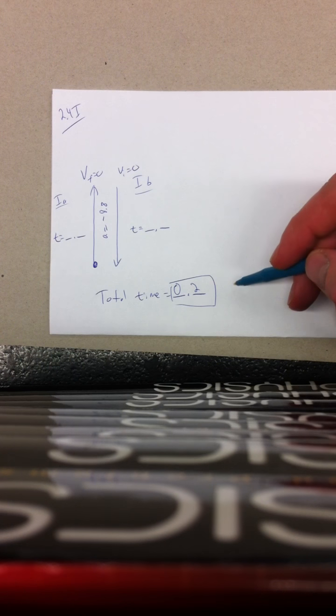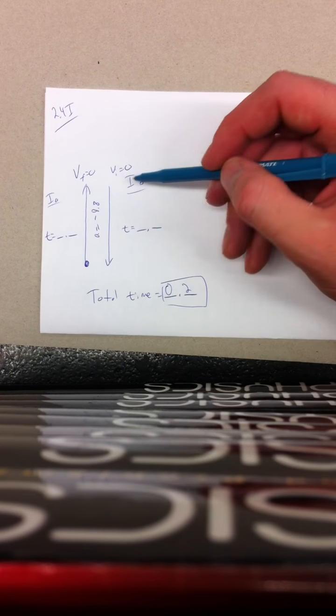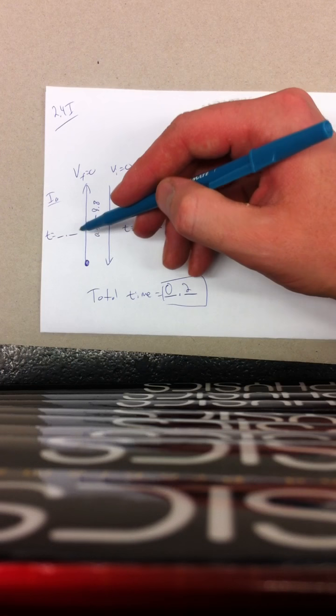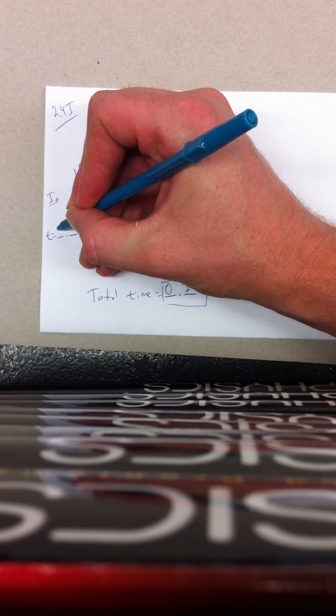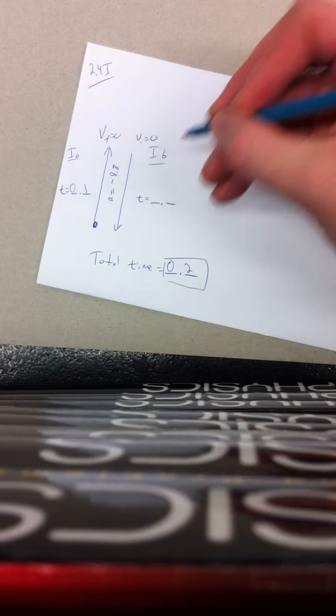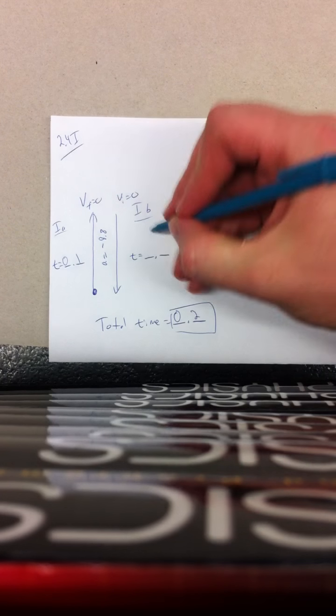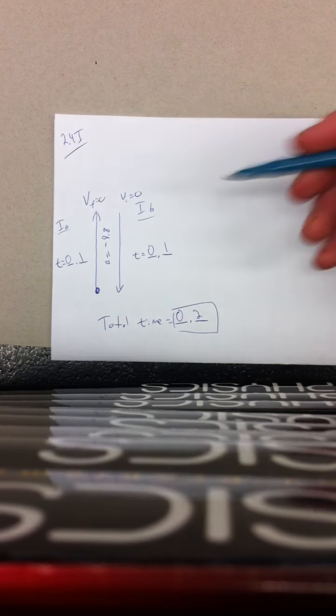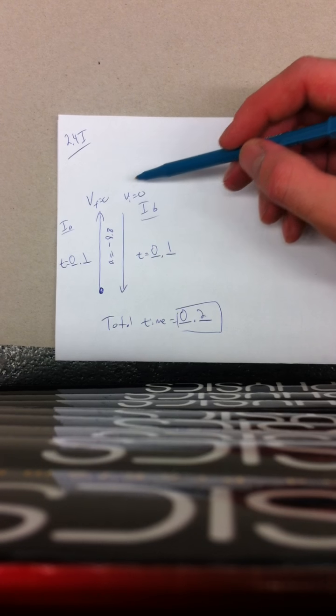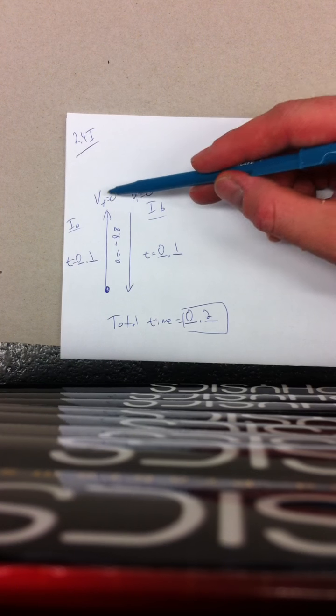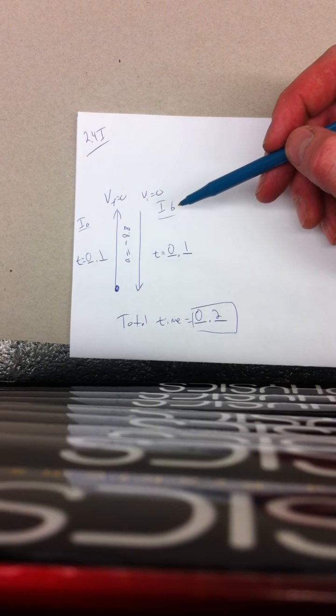Now that you have the total time, if you were to break this up into separate segments, the time on the way up is equal to half of the total time. And here are some other givens that we assume we know. Acceleration, and the final velocity at the top, or the initial velocity on the way back down, is equal to 0.